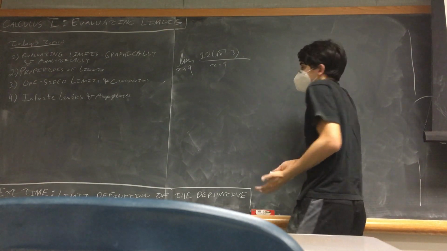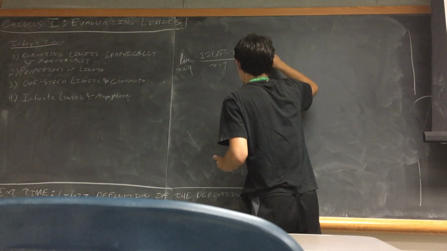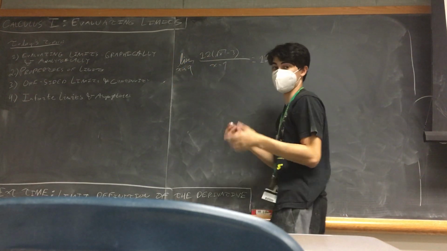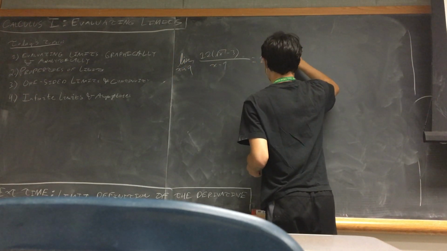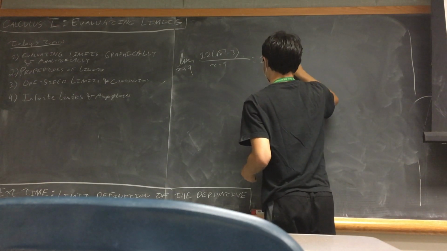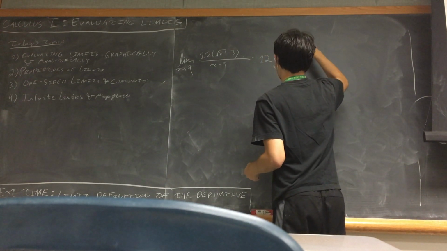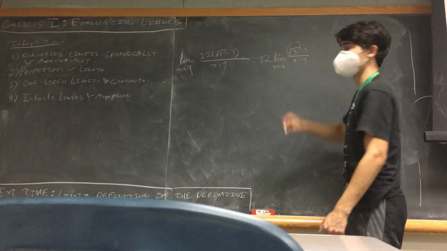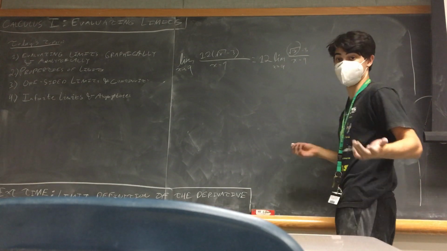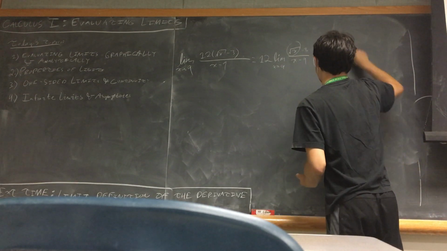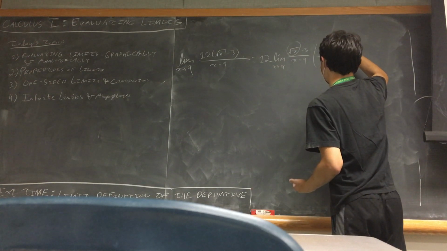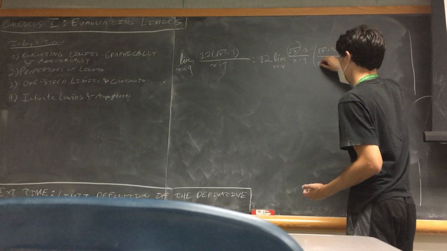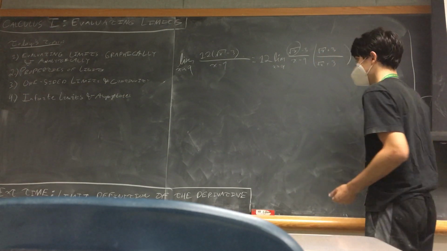Let's try rationalizing it. First thing, let's move the 12 out front. Since 12 is a constant, we can bring it out in front of the limit. So 12 times the limit as x approaches 9 of square root of x minus 3 over x minus 9. And you look, we have a square root here, so it's probably a good idea to try the method of rationalization. We multiply by square root of x plus 3. But in order to multiply by square root of x plus 3, we need to multiply the denominator as well.